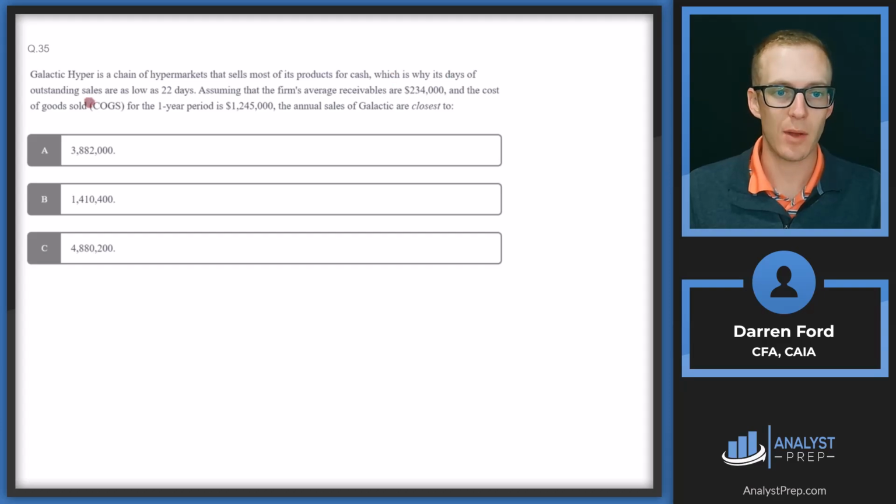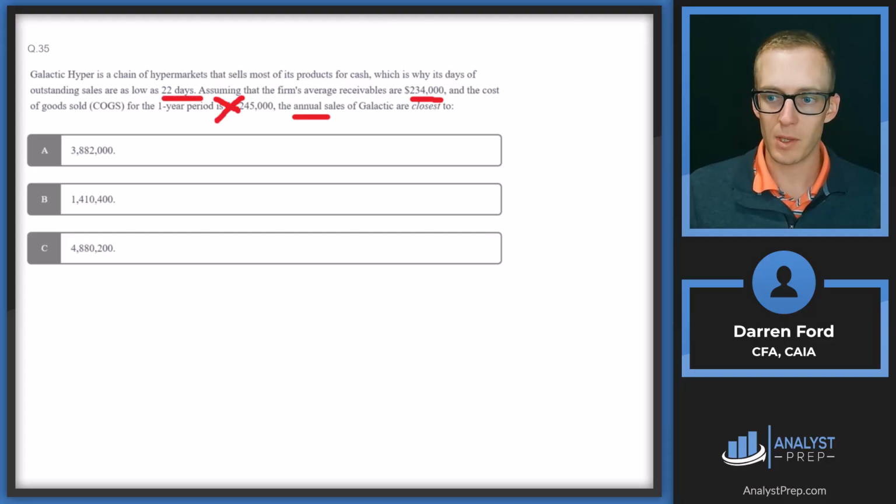Galactic Hyper is a chain of hypermarkets that sells most of its products for cash, which is why its days of sales outstanding are as low as 22 days. Assuming that the firm's average receivables are $234,000, and the cost of goods sold for the 1-year period is $1.245 million, the annual sales of Galactic are closest to. So this COGS number is not going to be relevant for calculating this annual sales number. What we are going to need are average receivables and days of sales outstanding.